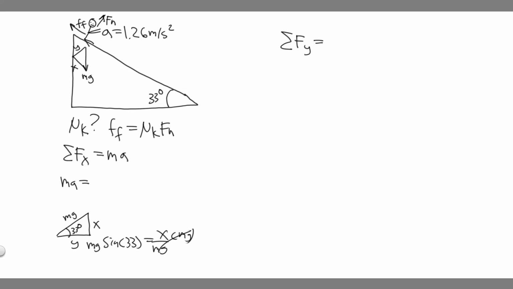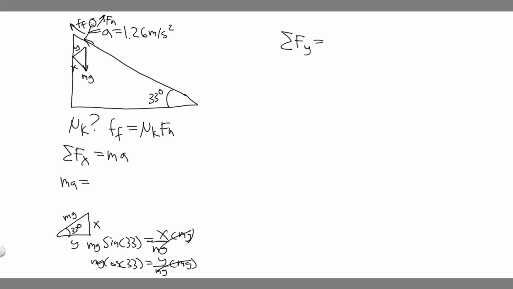And then for the y, we're going to use cosine. So the cosine of an angle, we know cosine is adjacent over hypotenuse. So the adjacent is y, and the hypotenuse is mg. Multiplying both sides by mg, that's going to cancel out, and then you just get the y component of the gravity is going to be mg times the cosine of 33. So now we have the x and y for gravity.